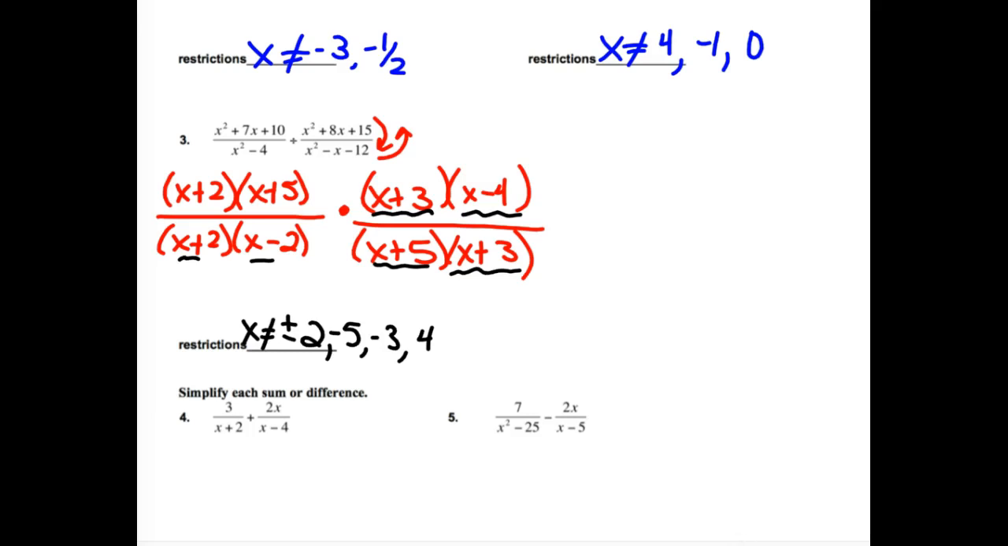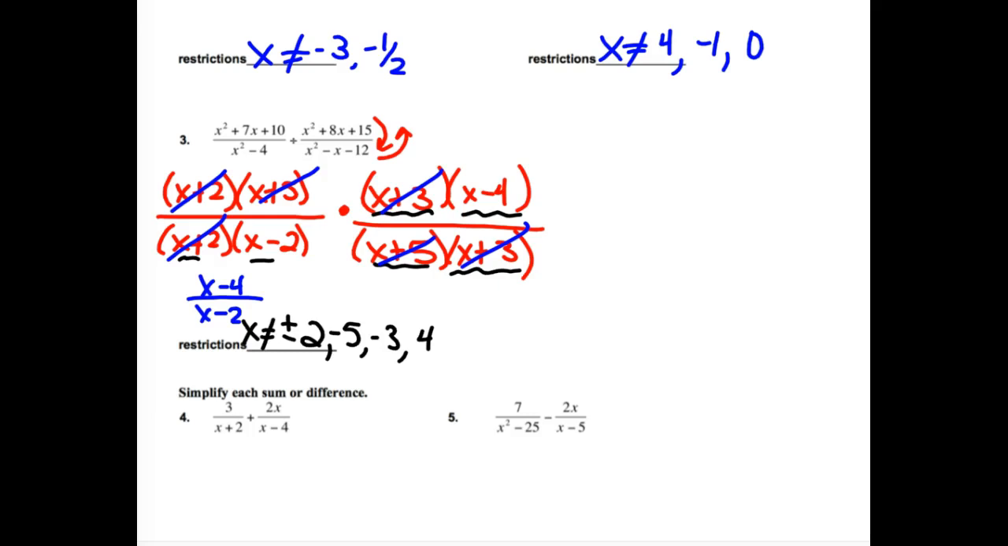All right, common things that we can factor out. Okay. X plus 5s, x plus 3s. So final answer would be x minus 4 divided by x minus 2. All right. Any questions on simplifying, multiplying, dividing?